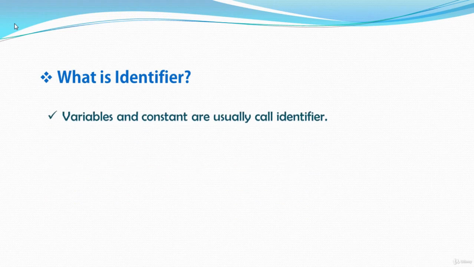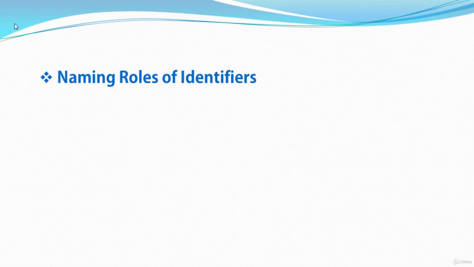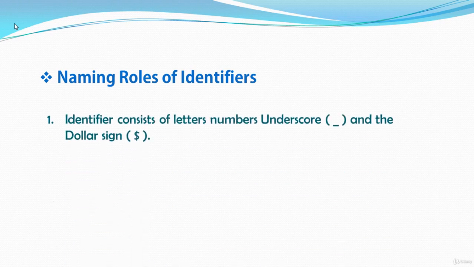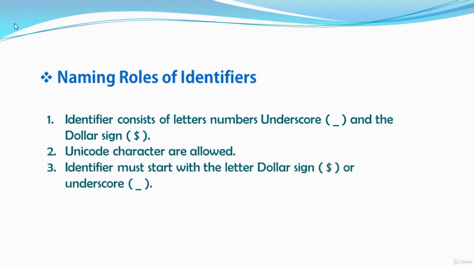Now, the next topic is identifiers. Variables and constants are usually called identifiers, and they have naming rules. An identifier consists of letters, numbers, underscores, and the $ sign. Unicode characters are allowed. An identifier must start with a letter, $ sign, or underscore.